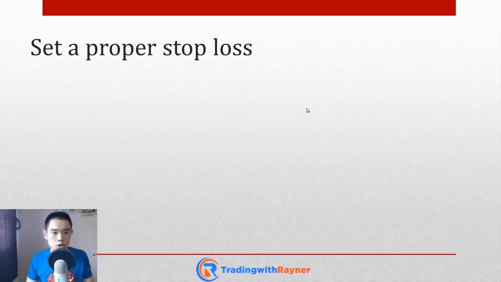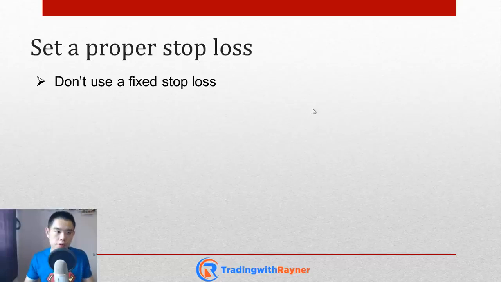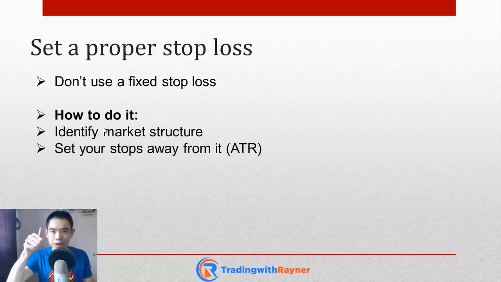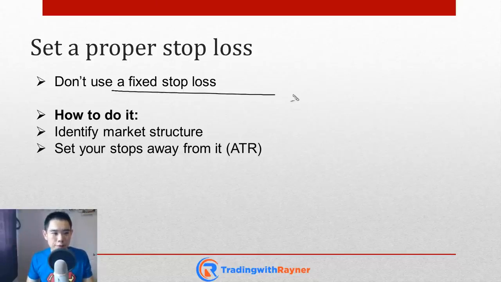Instead, what you want to do is give it some room to breathe, right? What I suggest is to identify the market structure first and then set your stops away from market structure. That usually ensures that you won't get faked out too easily. And some of you have a tendency to use a fixed stop loss, and this is something that I don't suggest as well. Two reasons why.